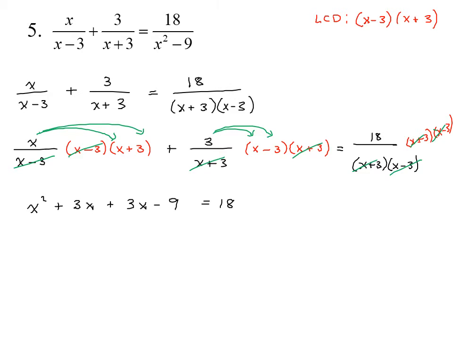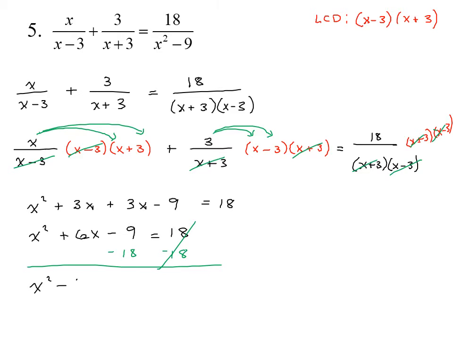So here, this is what I was mentioning a little bit earlier. If you have an x squared in the problem, you got to get everything to one side and set it equal to 0. So that's what we'll do. I will simplify the left-hand side. The 3x and the 3x will become 6x minus 9, not plus 9, equals 18. Then to get it equal to 0, I will subtract 18 from both sides. And so I'm left with x squared plus 6x minus 27.